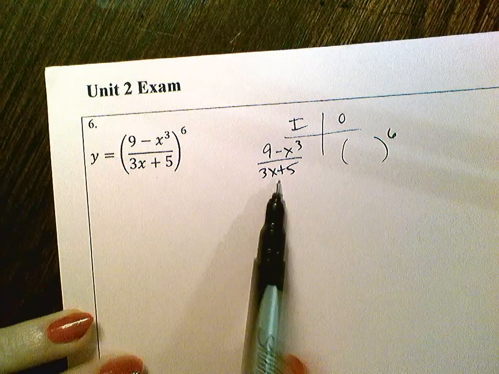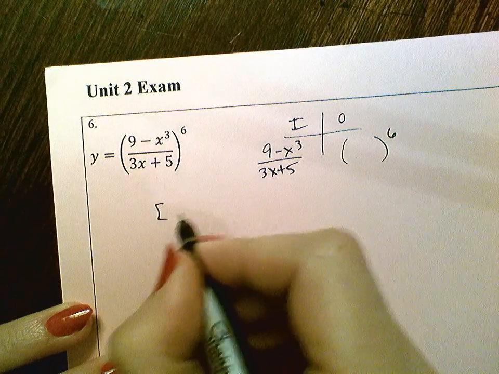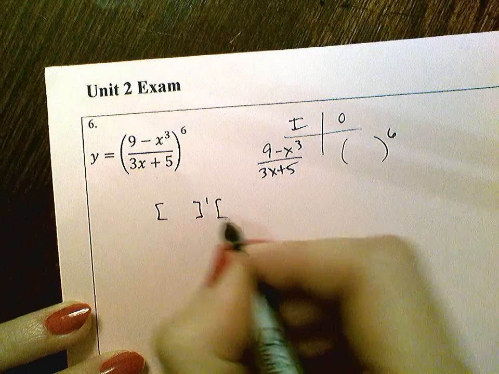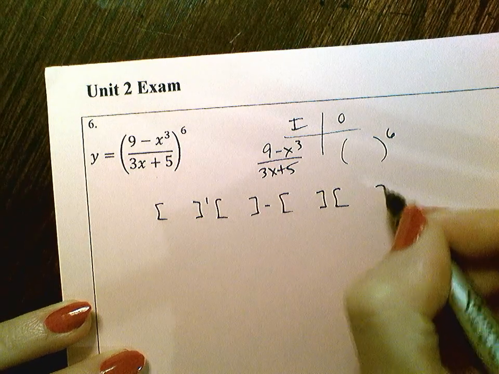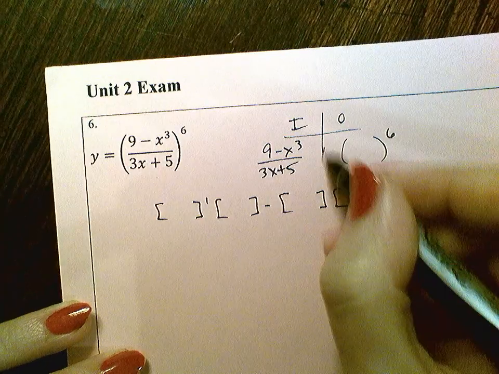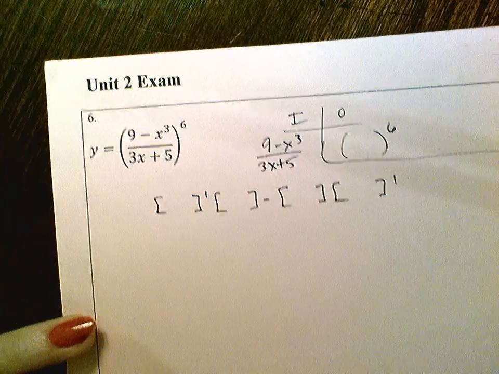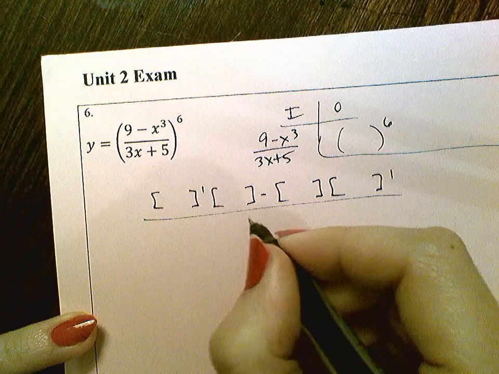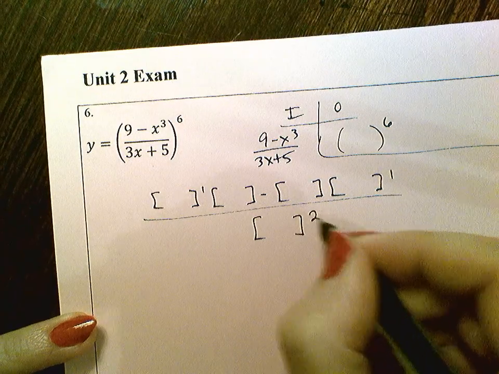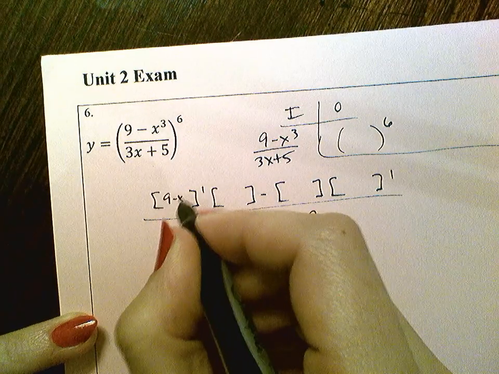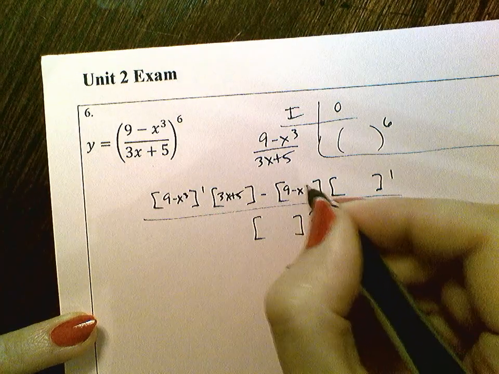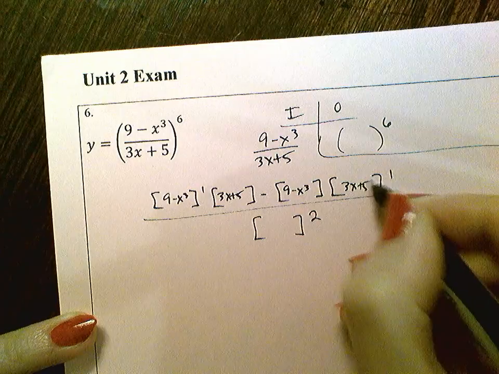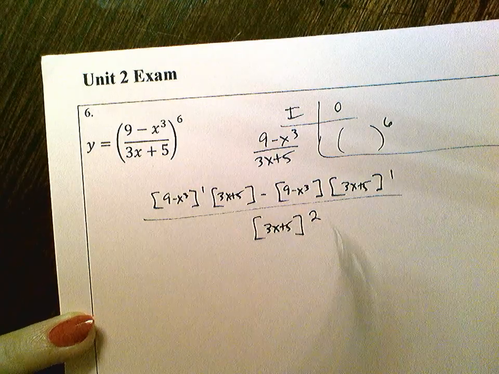Now for the derivative of this inside one, I need quotient rule. So I'm going to set it up. Minus. Okay, that's off to the side. And then all over this. Okay, so 9 minus x to the third, 3x plus 5. 9 minus x to the third, 3x plus 5, 3x plus 5.